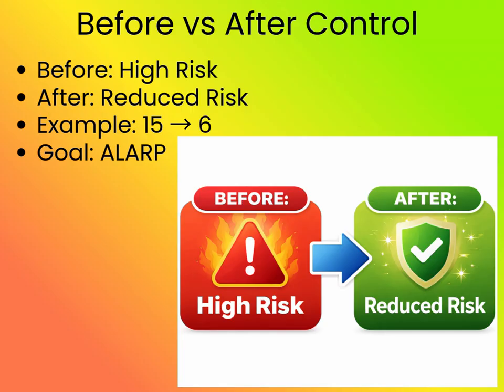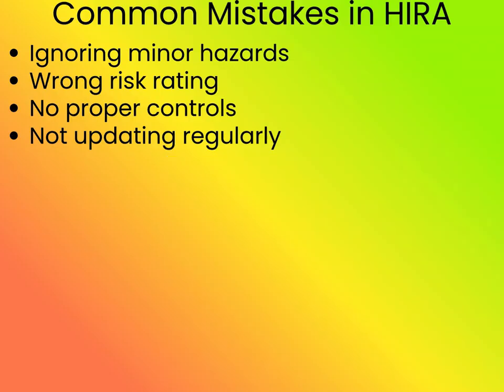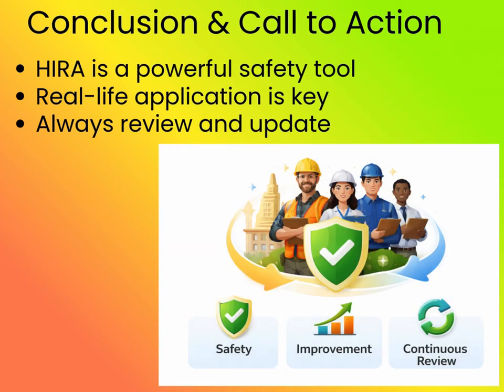Some common mistakes in HIRA include ignoring small hazards, incorrect risk ratings, and not updating the HIRA regularly. Also, many people fail to implement proper control measures. Always ensure your HIRA is accurate and up to date. To conclude, HIRA is a very important tool for ensuring workplace safety. Understanding it with real examples makes it easier to apply in practical situations.